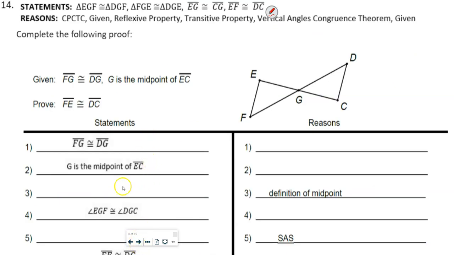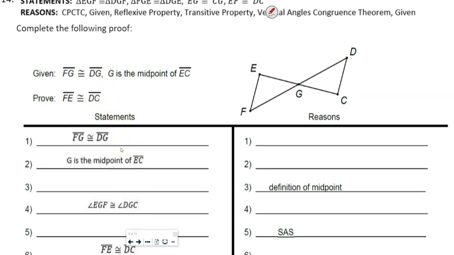All right, so this next one gives us the statements and reasons and tells us to finish the proof. So FG is equal to DG. Where did this piece of information come from? It's right there. It was given to us, right? Now we're going to mark it in the drawing. FG is congruent to DG. Then it says G is the midpoint of EC. Well, if G is the midpoint of EC, then isn't EG congruent with CG? Indeed. So this piece of information was also given to us, right?